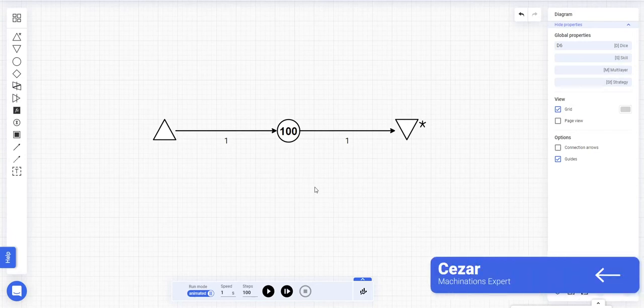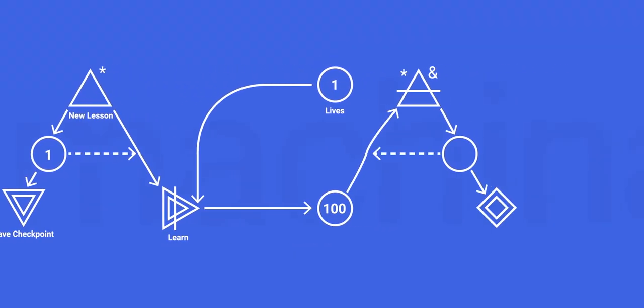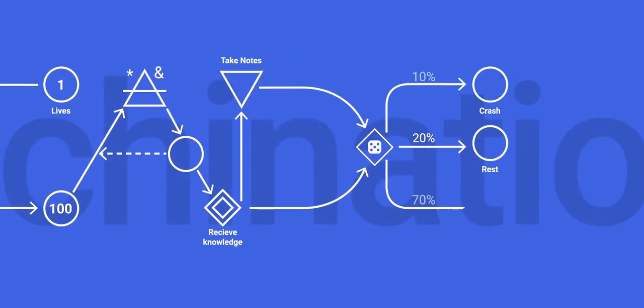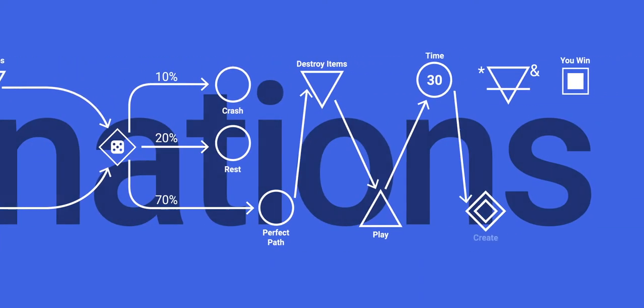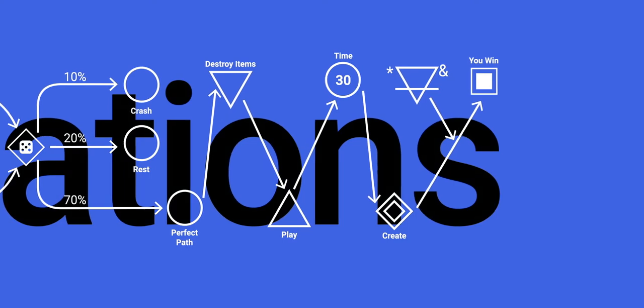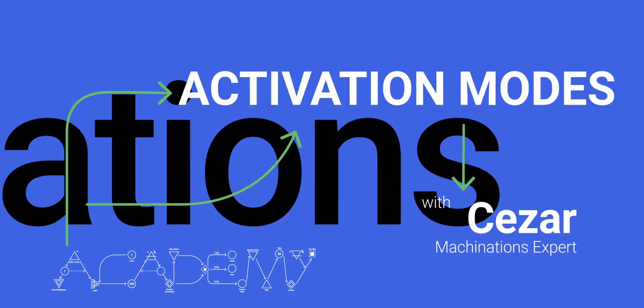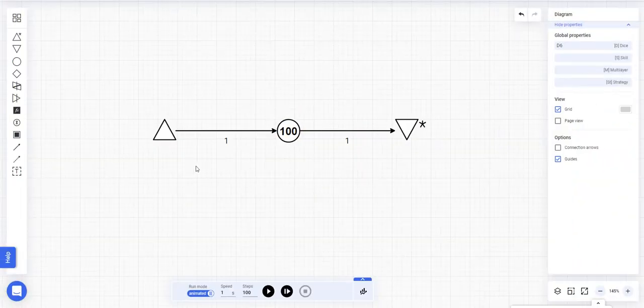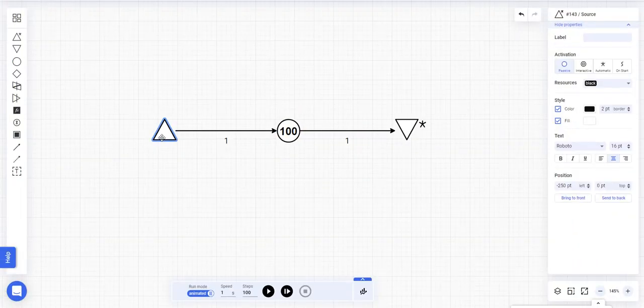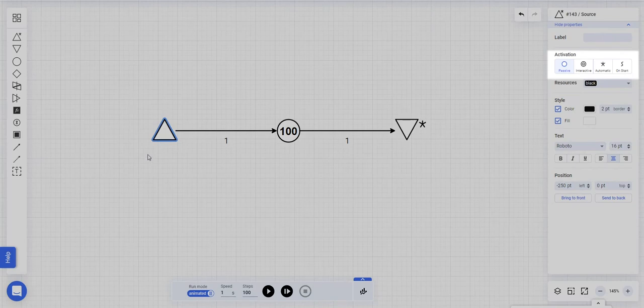Hello, in today's video we are going to be talking about the four activation modes of machinations. Each node in machinations has four activation modes.